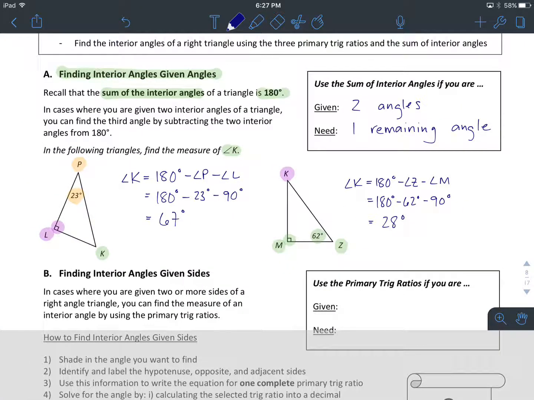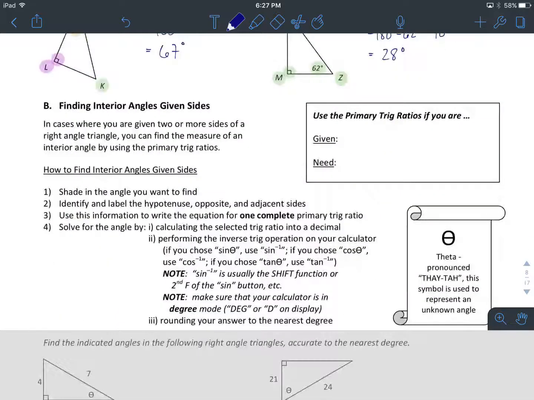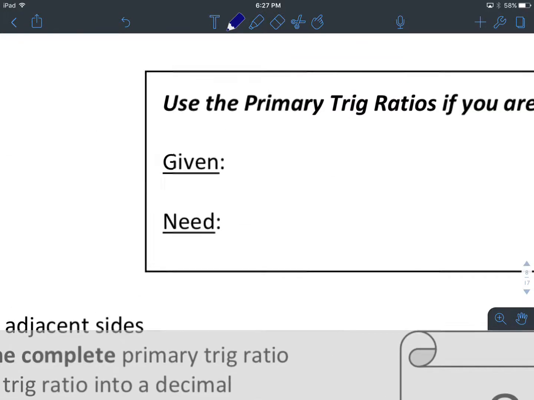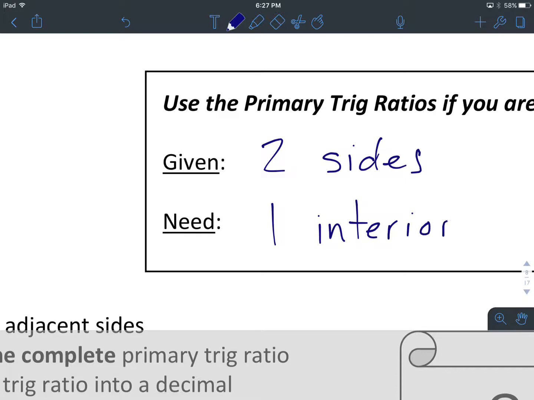So this method of finding one interior angle given two angles is fairly straightforward. However, sometimes we're given a mixed bag of information. In the case of part B, we're going to be looking to find interior angles given sides. We're going to use this when we are given two sides in a right angle triangle and we are looking for one interior angle. That's what we're after.